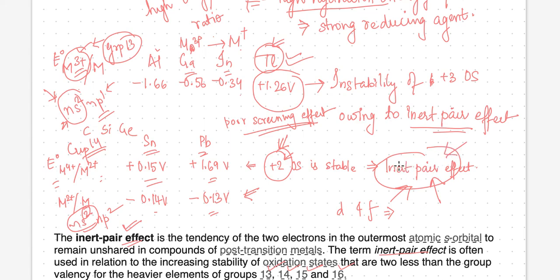Okay, so I hope you understood the standard electrode potential and the variation in various s and p block elements. You can refer to the books, it's there. You can just read through it.